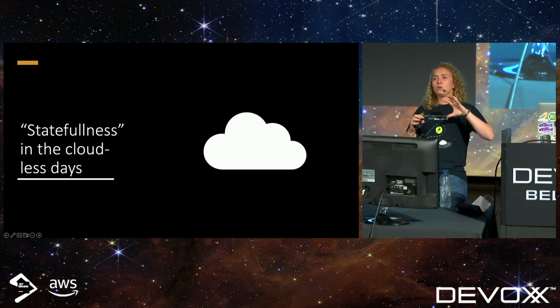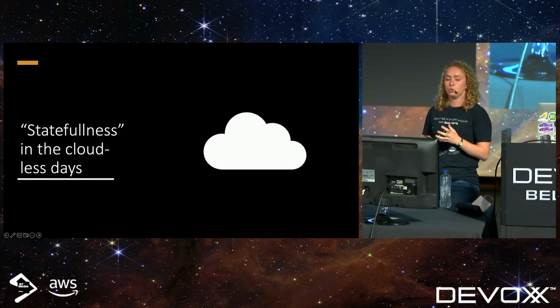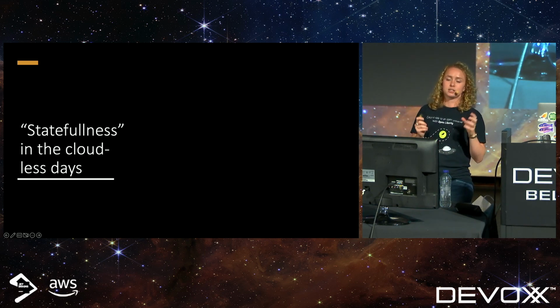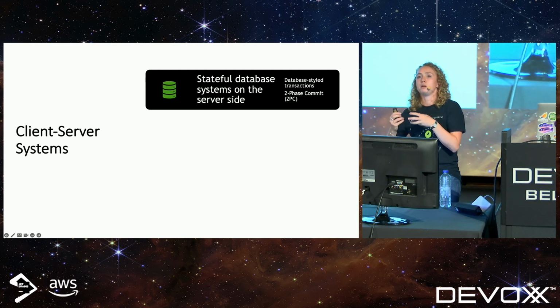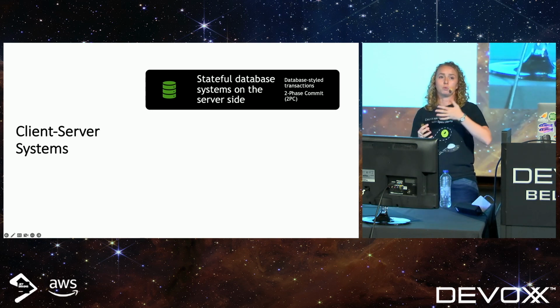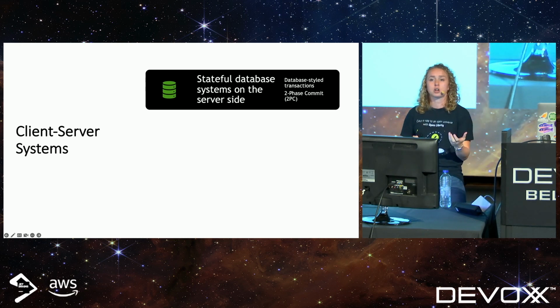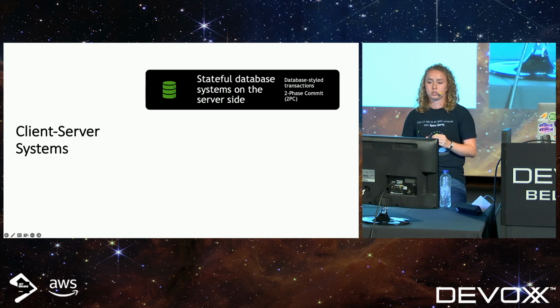So what about just lifting and shifting some of the technologies or techniques we might have used in the cloudless days, before we were moving applications to the cloud? Let's take a look at some of those techniques. We might have previously been reliant on stateful database systems on the server side, and that includes things like what I just mentioned: database-style transactions, often ACID-based transactions, and protocols like the two-phase commit to have consensus within those transactions.